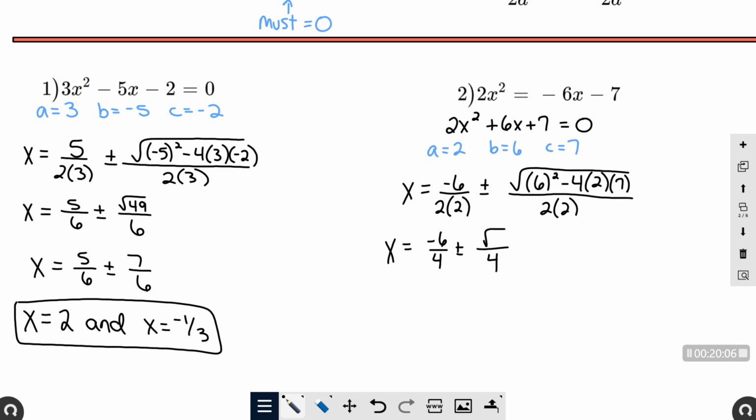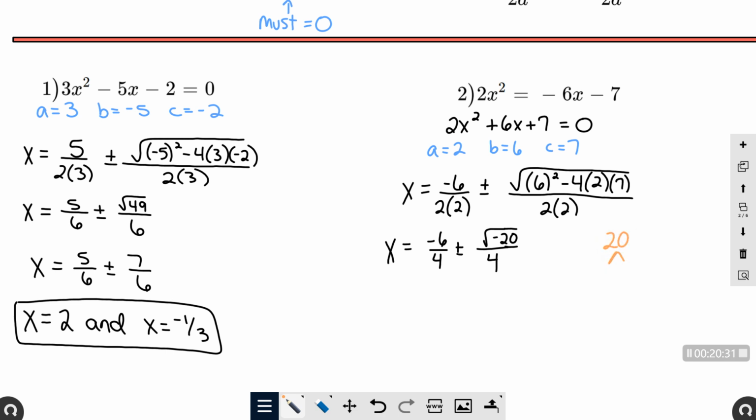Negative 20. It should be negative 20. Now, some people want to divide this 20 and this 4 right here. Can you divide those? No, one's in a square root and one is outside, so you can't divide those numbers, okay? But that 20, we need to put it to the side and factor, break it down.